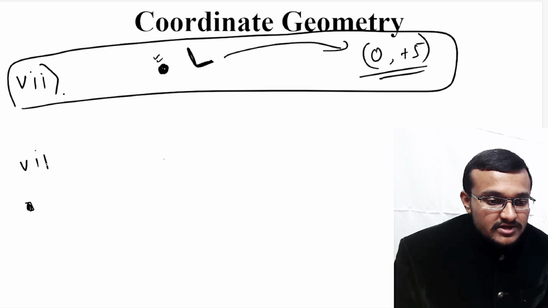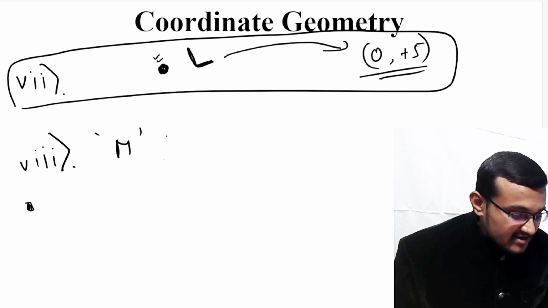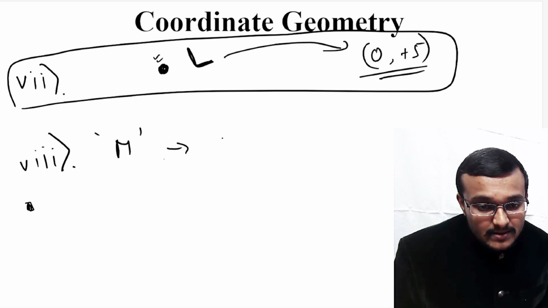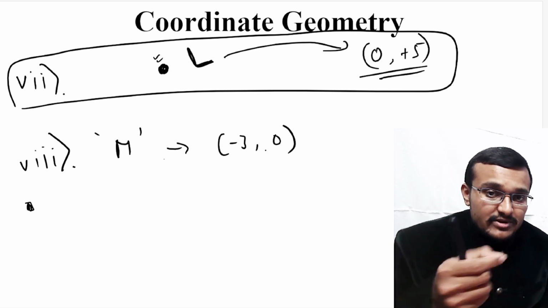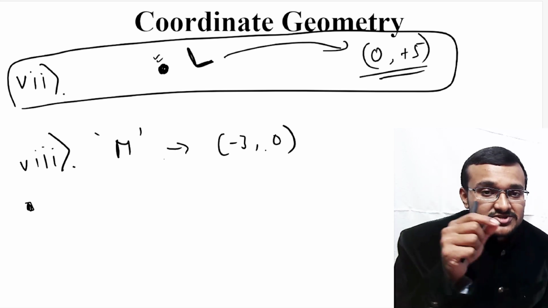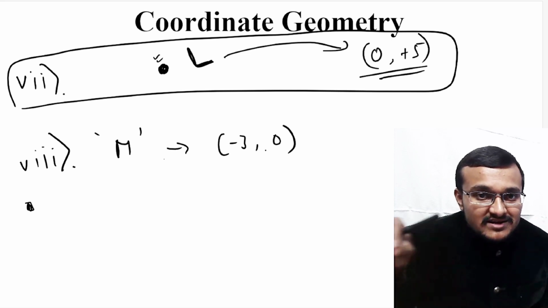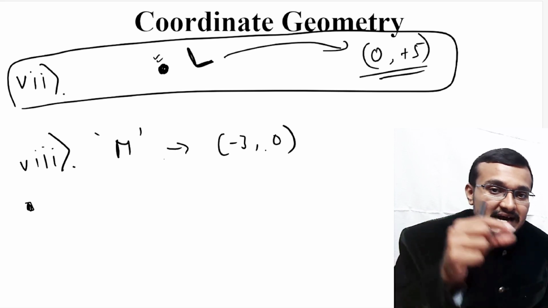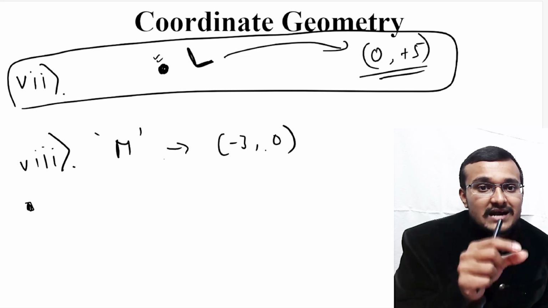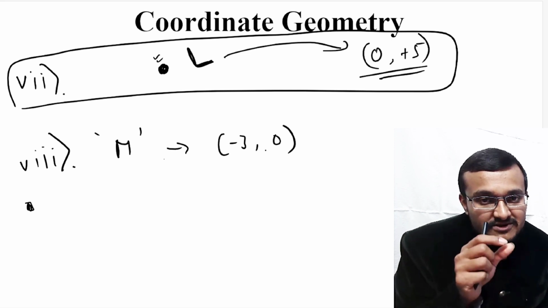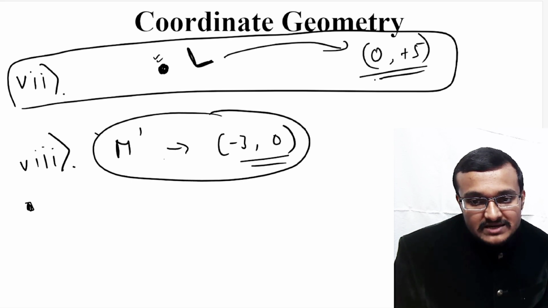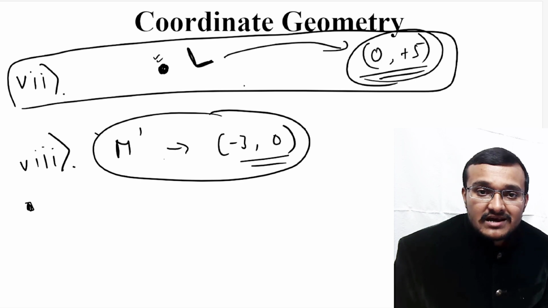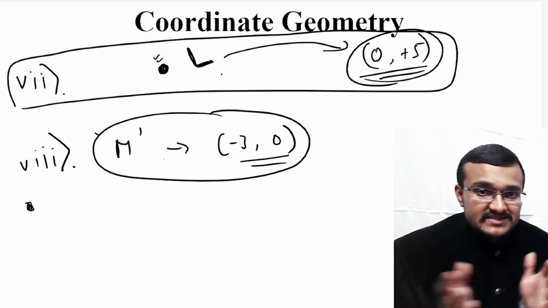Similarly, you have to find the coordinate of point M. Here the coordinate of point M will be minus 3 comma 0, because point M is already on the x-axis. Because point M is on the x-axis, the x coordinate will be the perpendicular line drawn to the y-axis, that is minus 3. And because the point is on the x-axis, you can't draw a perpendicular line to the x-axis, that's why the y coordinate will be 0. So minus 3 comma 0 is the coordinate of M, and 0 comma plus 5 is the coordinate for point L. This is all there in this video.